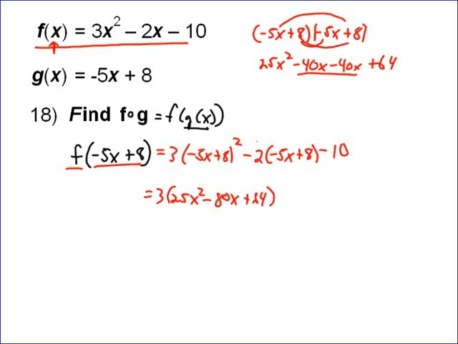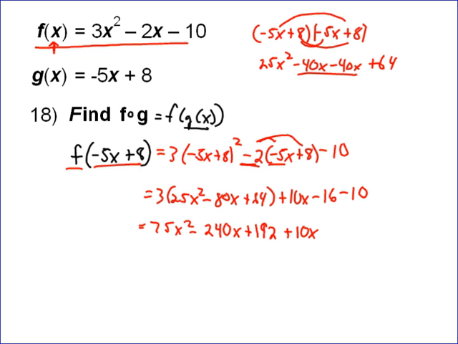And then I'll do my distributive property here. Recognize that you've got a negative 2 times a negative 5, so it's a positive 10x. And then a negative 2 times 8, so it's a negative 16, and then minus 10. I'll do distributive property through. You get 75x squared minus 240x plus, and then you got to do 64 times 3, which would be 192, plus 10x, and then I can add these together, so that's negative 26.